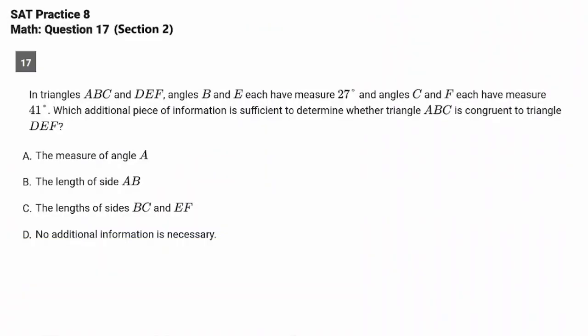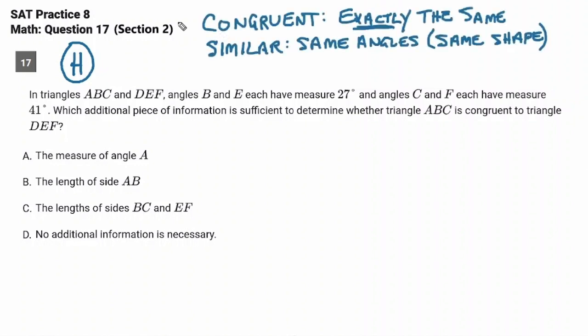We're on SAT Practice Test 8, Math Section 2, Question 17. Level of difficulty is hard. Before we start on this problem, I've got to go over some terms. We've got to go over congruent and similar. In geometry, congruent has a very specific meaning. It means exactly the same.